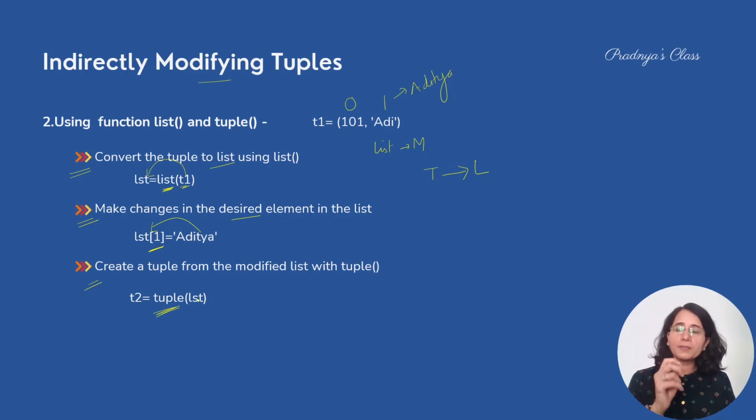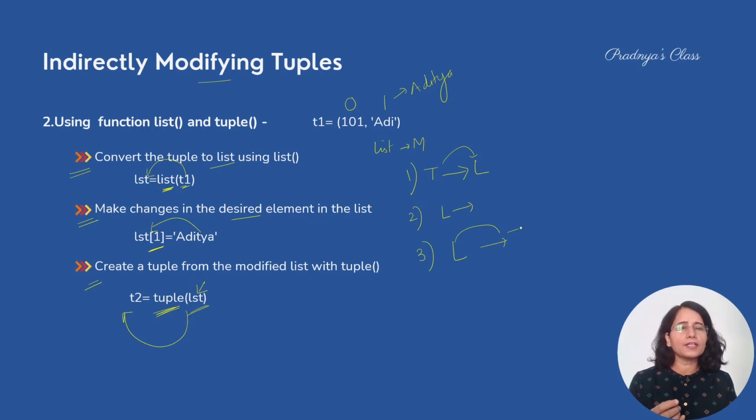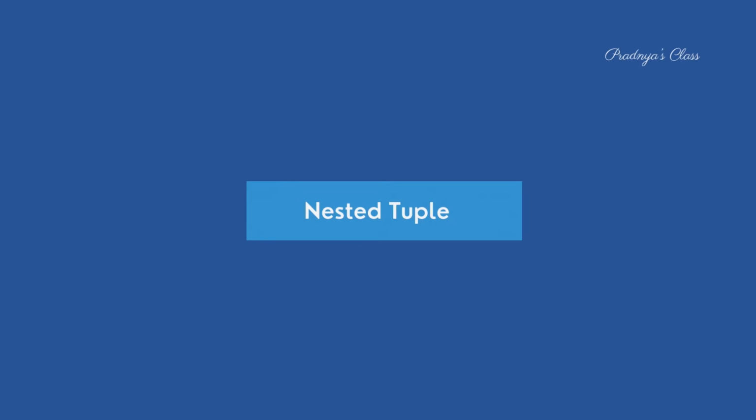You know the tuple method is used to create a tuple from another sequence. So here the sequence is a list. So we created one tuple from the list. So in the first step we changed the tuple to a list. In the second step we modified the content of the list, and in the third step again from the list we converted to a tuple.